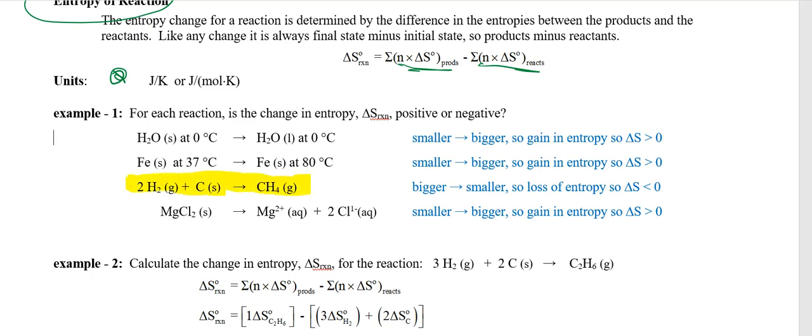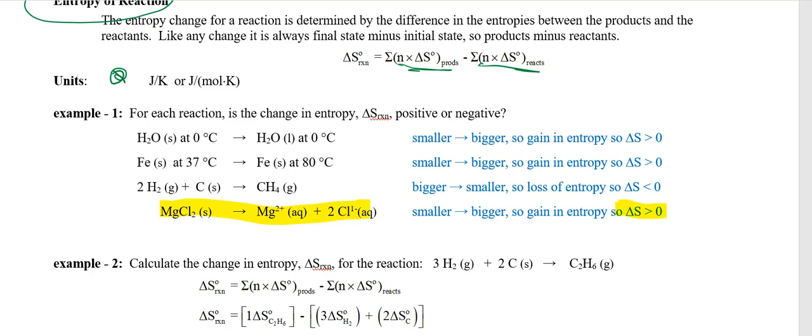Here, in the hydrogen gas with that carbon going to methane, we're going from bigger to smaller. That's a loss of entropy, and that's going to be a negative value. Alrighty, and magnesium chloride, the next one is going back to a gain when we do that dissolution of the ionic solid, and so that's going to be a positive gain because we're going from smaller to bigger. That's a gain in entropy.